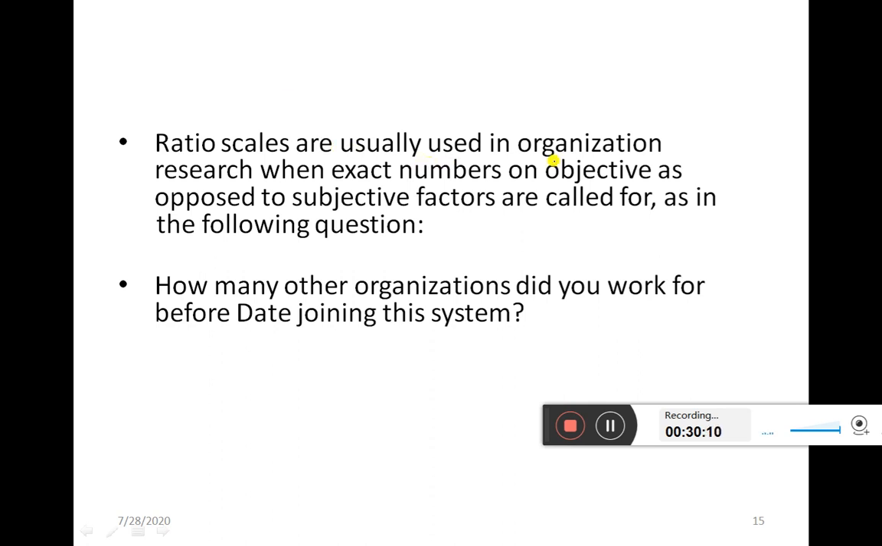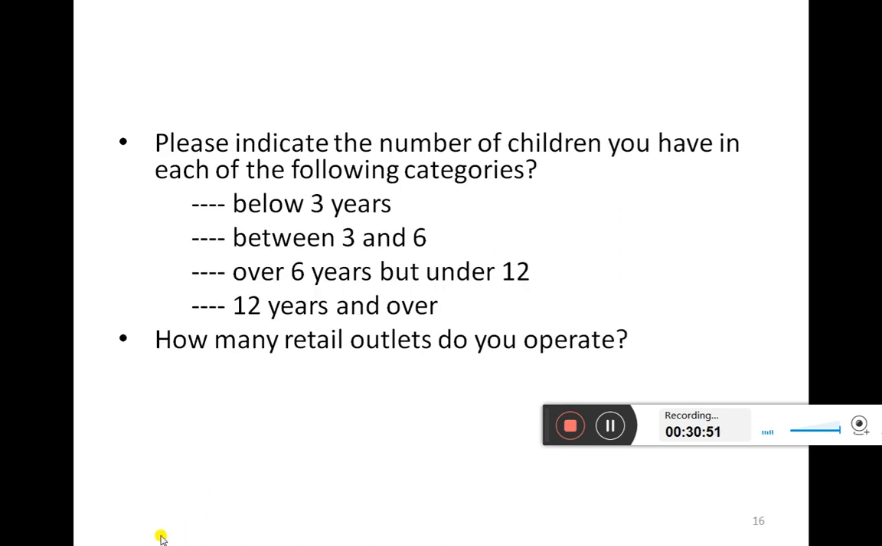Ratio scales are usually used in organizational research when exact numbers on objects, as opposed to subjective factors, are called for, as in the following question: for example, how many other organizations did you work for before joining this one? Suppose you joined our organization; before this, how many organizations have you joined? Before this I have joined only one organization, or before this I have joined zero organizations. Now 0 means absolutely none. It is absolute in nature. 0 really means 0, the absence of something.